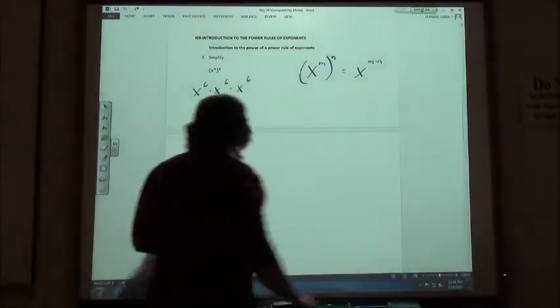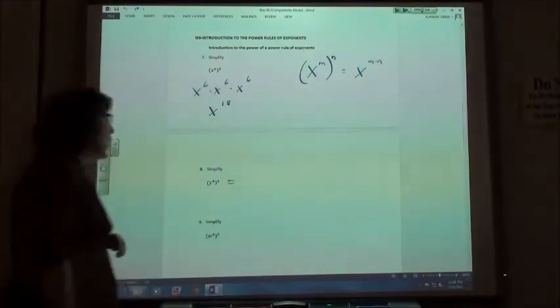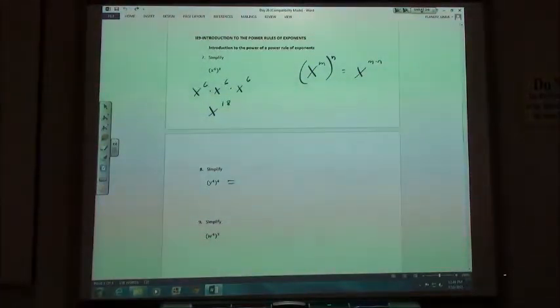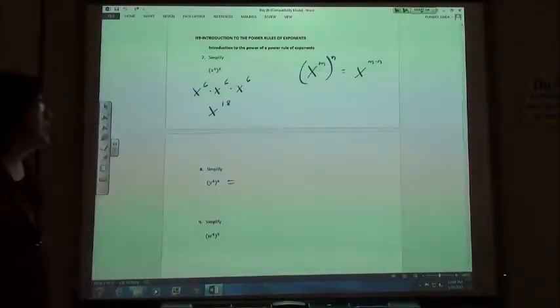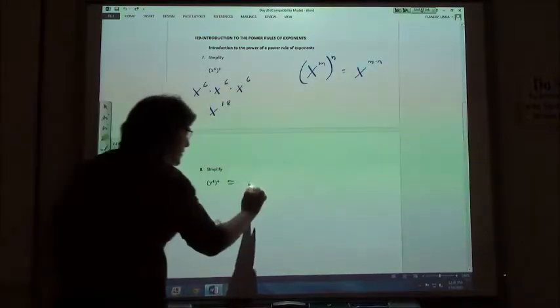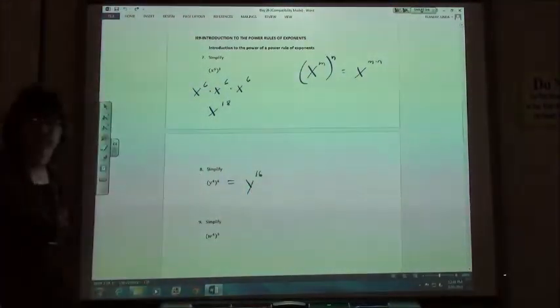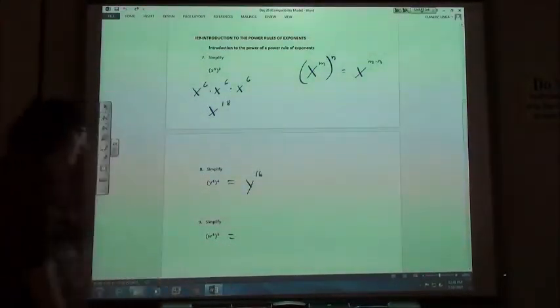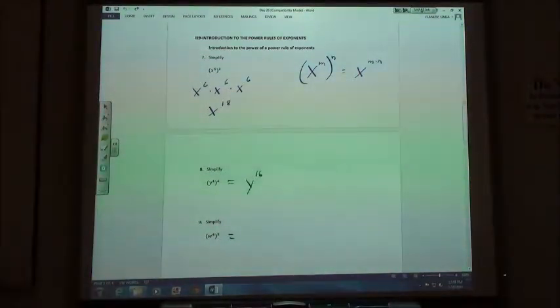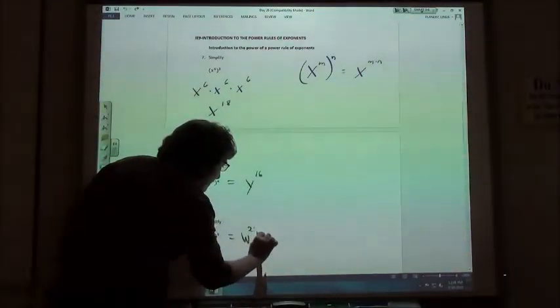So if I use that rule on number 8, I have y to the 4th and I'm raising it to the 4th power. I'm going to end up with 4 times 4 is 16. y to the 16th, exactly. And number 9, although it's way down there, I'm just going to leave it there since it's the same rule. If I have w to the 4th raised to the 5th power, I would get 4 times 5 is 20. w to the 20th power.